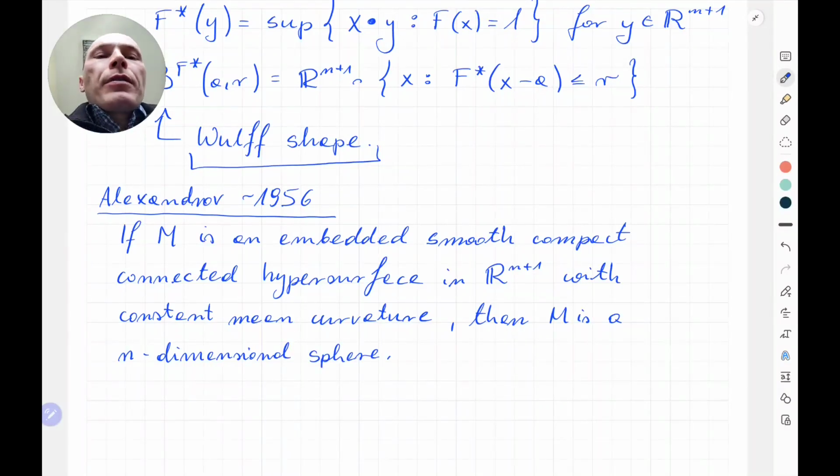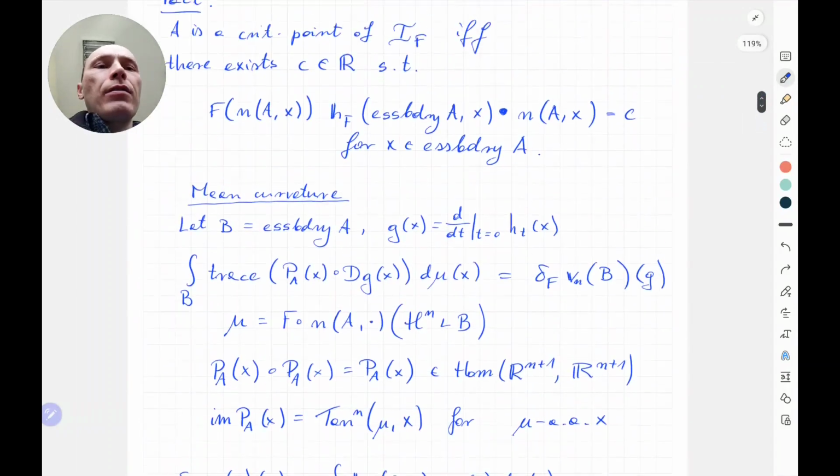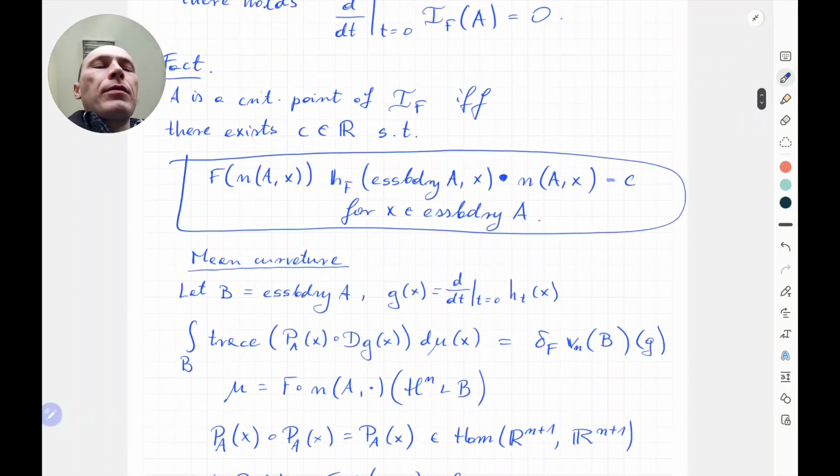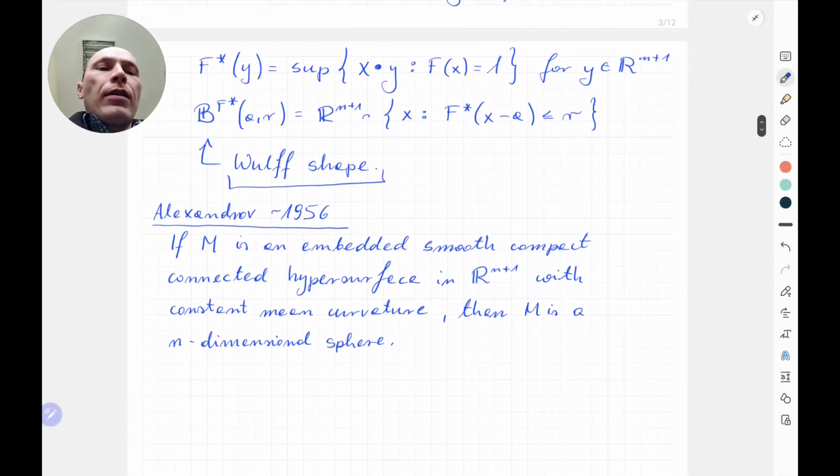The Alexandrov theorem works for embedded, smooth, compact, connected hypersurfaces in R^{n+1}. In particular, what is important, they are supposed to be smooth, because he's using PDE techniques, elliptic PDE, some maximum principle and things like that. And he's assuming constant mean curvature. By constant mean curvature, I always mean that this holds.